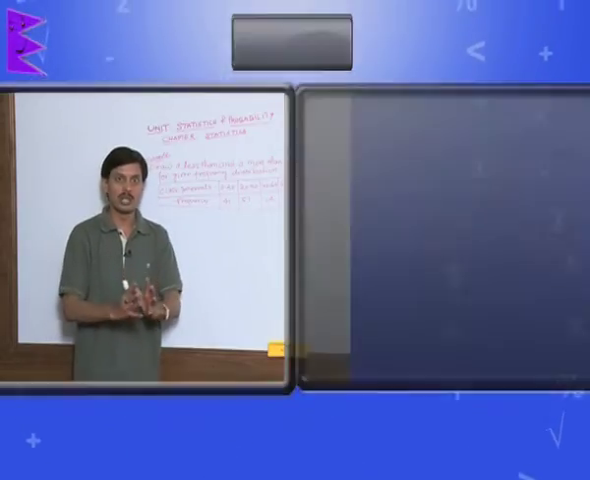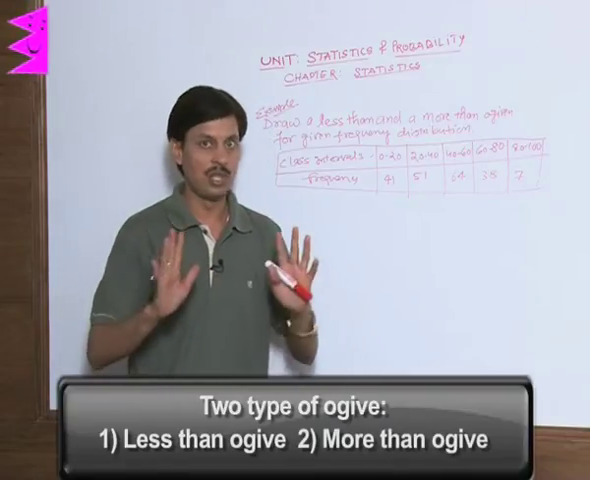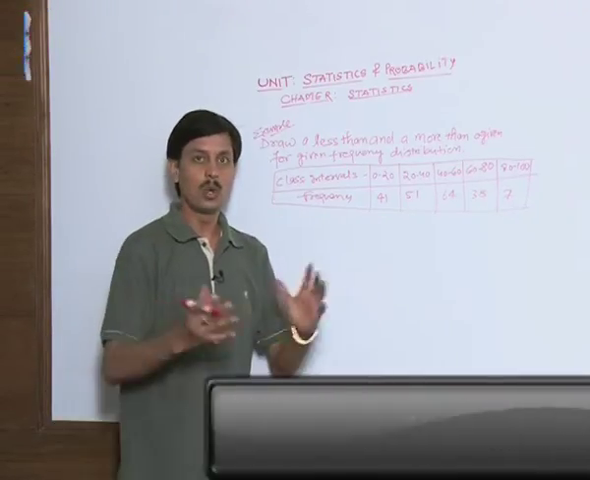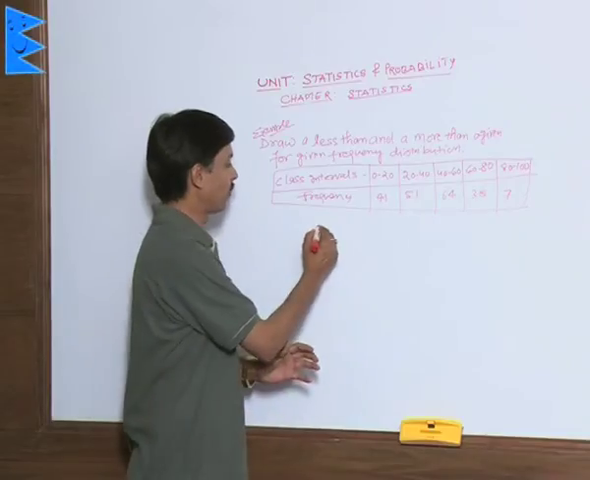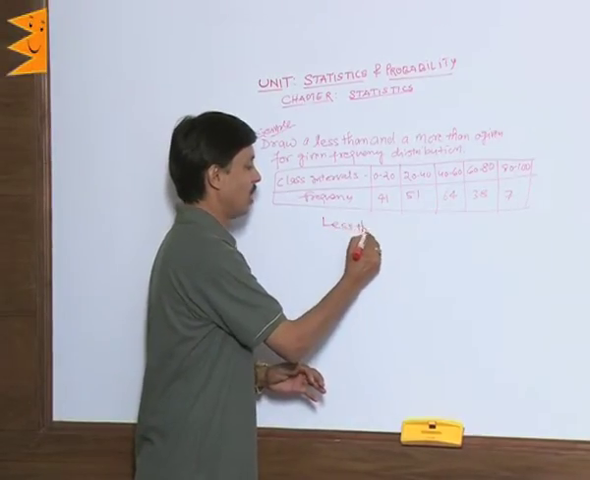So to draw the ogive, it will be less than ogive or more than ogive. There are two types of ogive. So to draw the less than ogive, what we will do, we will write here less than.